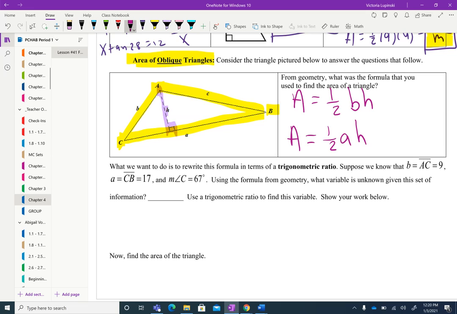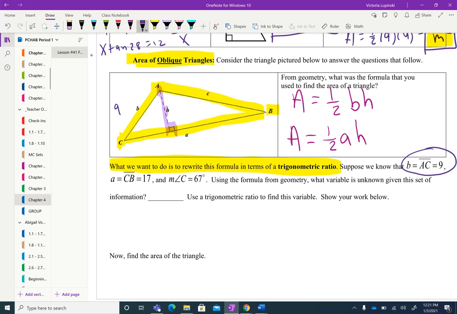So 1/2 base times height is a great formula. It does work for any kind of triangle, but it's not often that you're going to know the height. So instead of having to do that extra step every time of finding the height, what we're really trying to do here is kind of find a shortcut. How can we find the area of any triangle if we don't actually know what the height is? So in order to help us do that, we're going to rewrite the formula using trig ratios. So we need some sine, some cosine, or some tangent. They give us a couple of values here. They tell us that the length of B is equal to 9.